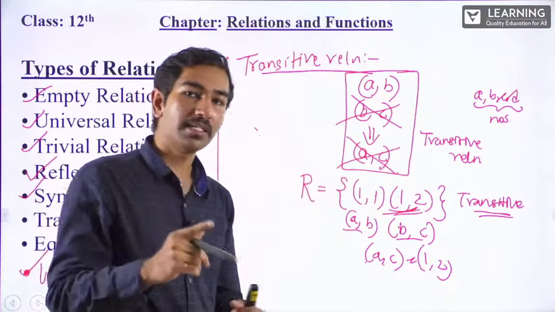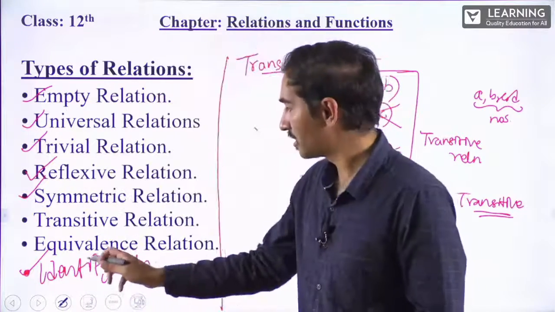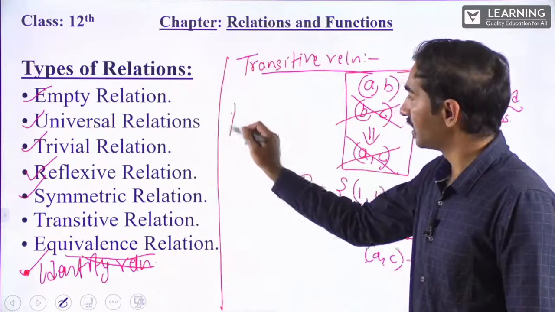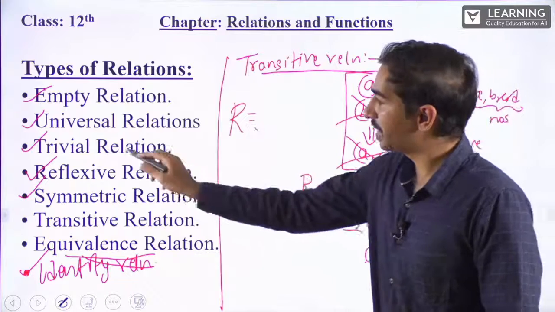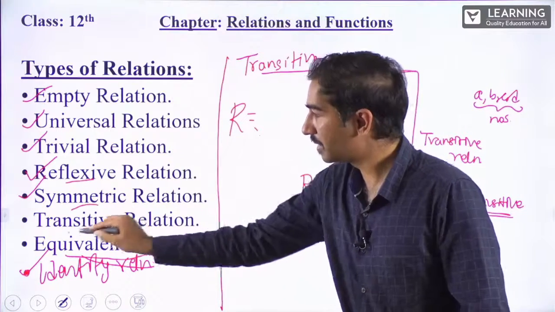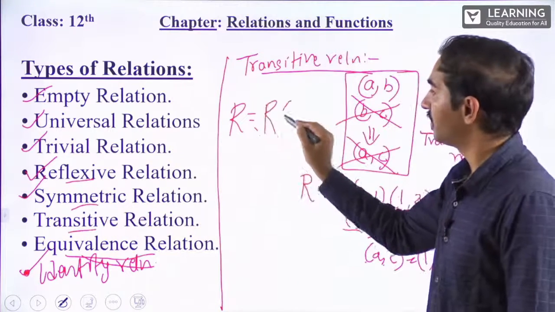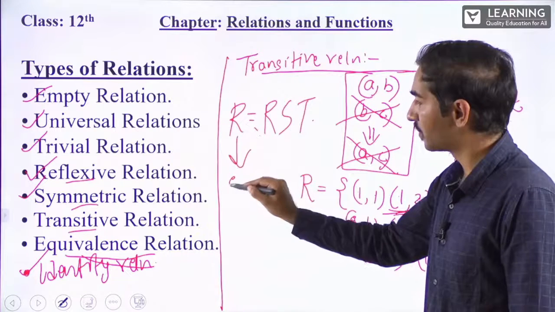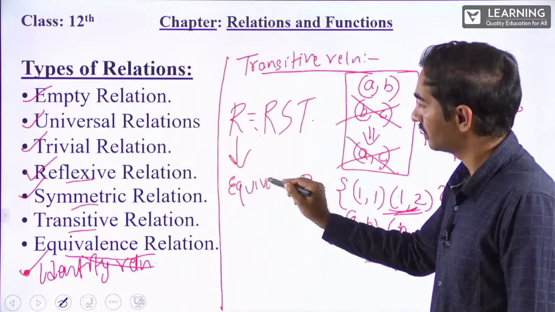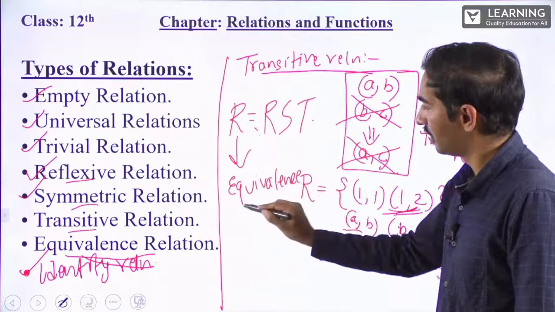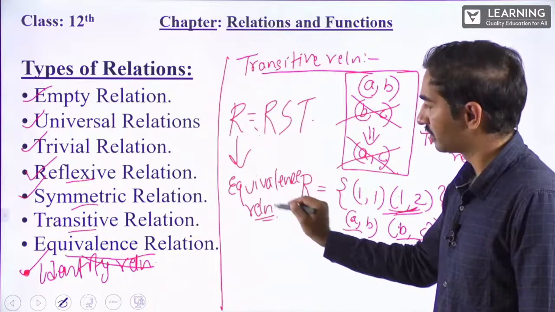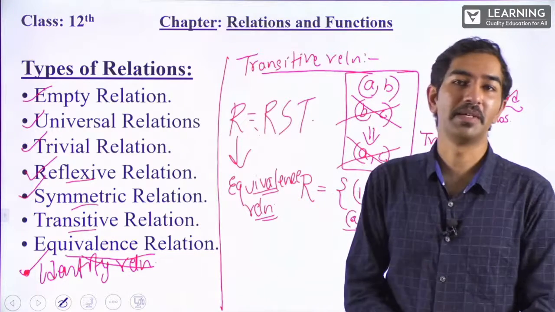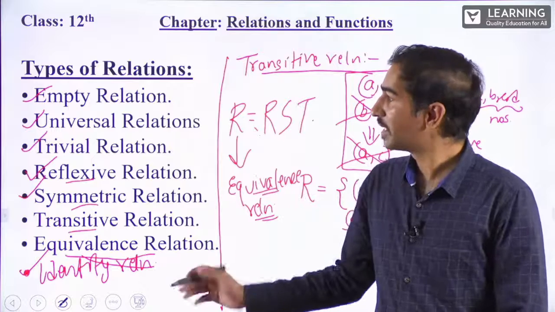Now there is one last relation, students. That is called the equivalence relation. If any relation is satisfying reflexive, symmetric and transitive, then that kind of relation is called what? Equivalence relation. Understood? So that kind of relation is called an equivalence relation. So these are the types of relations.